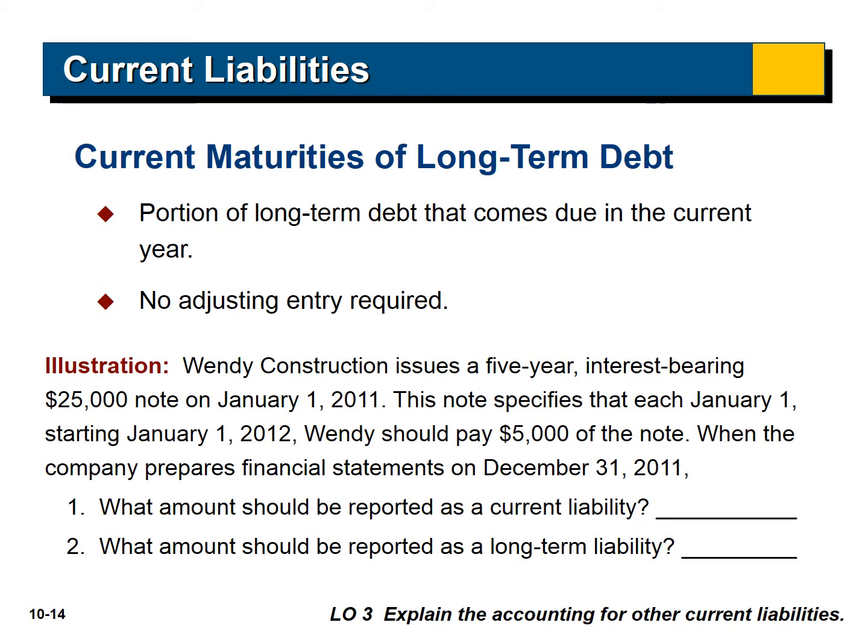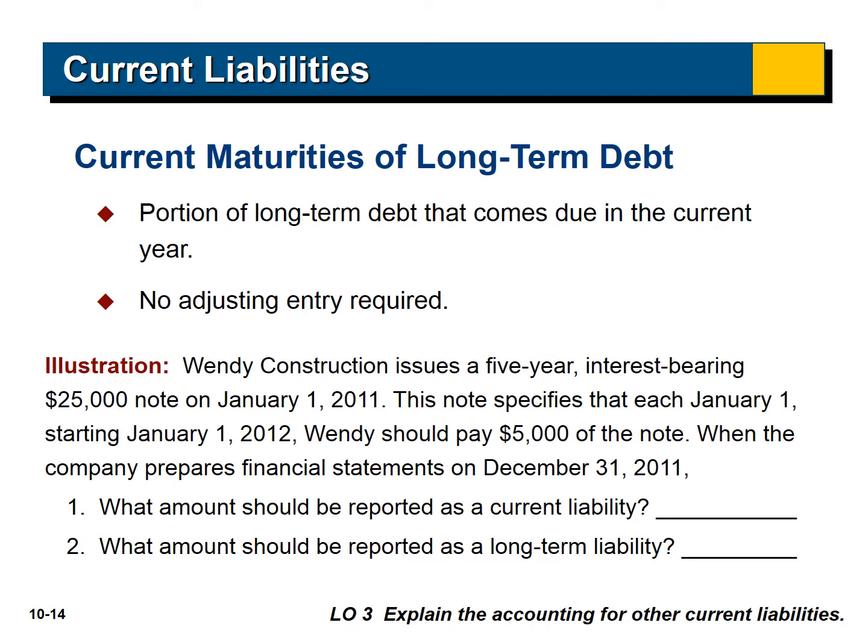Current maturities of long-term debt. It's the portion of long-term debt that comes due in the current year. No adjusting entries required. Well, think of it this way. You borrowed some money from a bank, let's say, as a car loan. Say it's a 5-year loan. Some of that is due next year, and some of it is due in years 2 through 5. The amount that's due next year is a current liability, even though it's all part of the same loan.